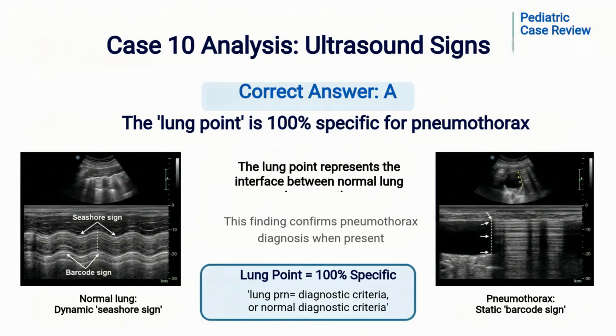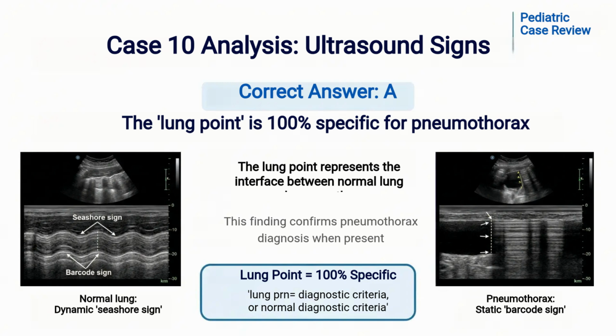The lung point sign is 100% specific for pneumothorax. It represents the exact interface between the normal lung and the pneumothorax region. When you visualize the lung point, you are seeing lung sliding present on one side of the probe and absent on the other, confirming air in the pleural space at that boundary.